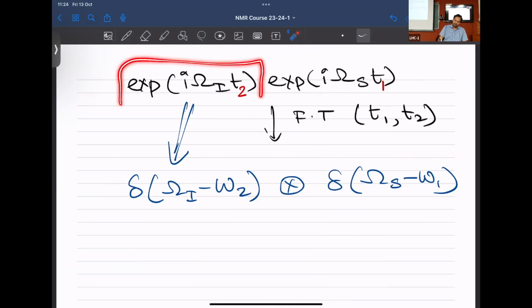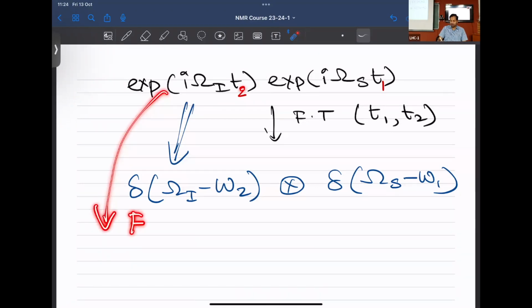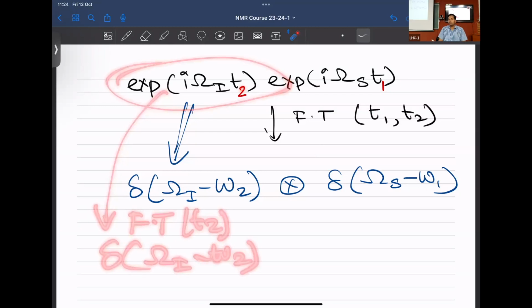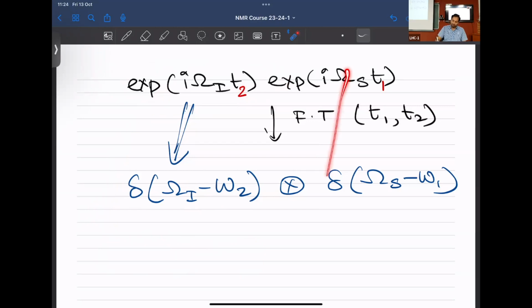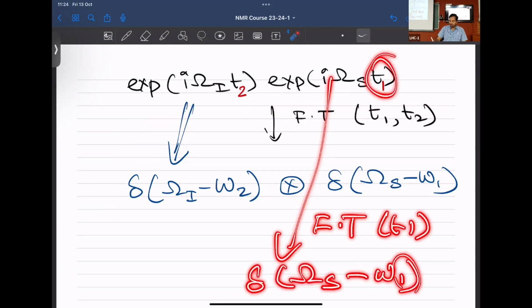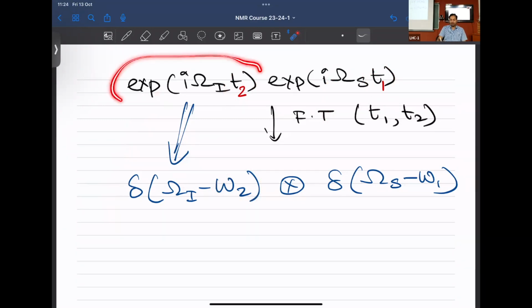Are you guys able to accept the fact that for the density matrix, if it is of this form, and I do a Fourier transformation with respect to just the T2 domain, I'm going to get a signal at omega I minus omega 2? Do you guys agree on that? Assume this part does not exist. I have this as a density matrix. I do a Fourier transformation with respect to T1. Then I'll get a delta function at omega S minus omega 1. Why omega 1? Because I'm using T1. Why omega 2? Because I'm using T2. Separately, you are able to understand how a signal comes when that is the density matrix.